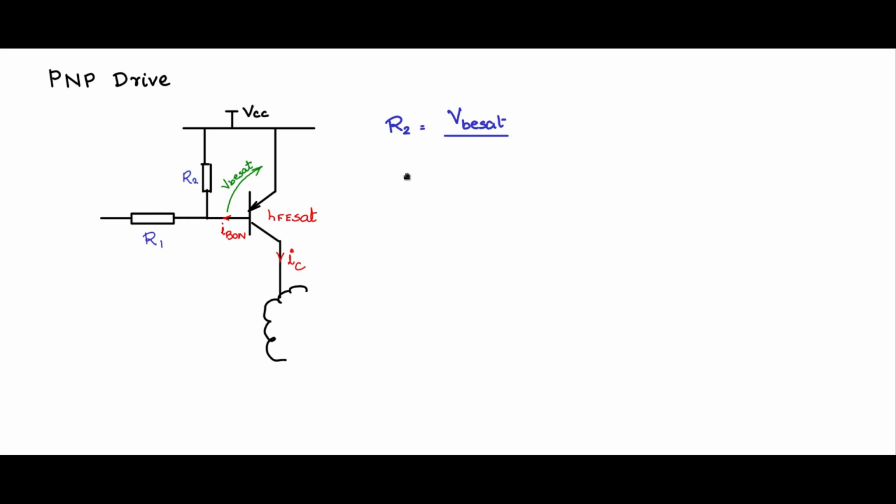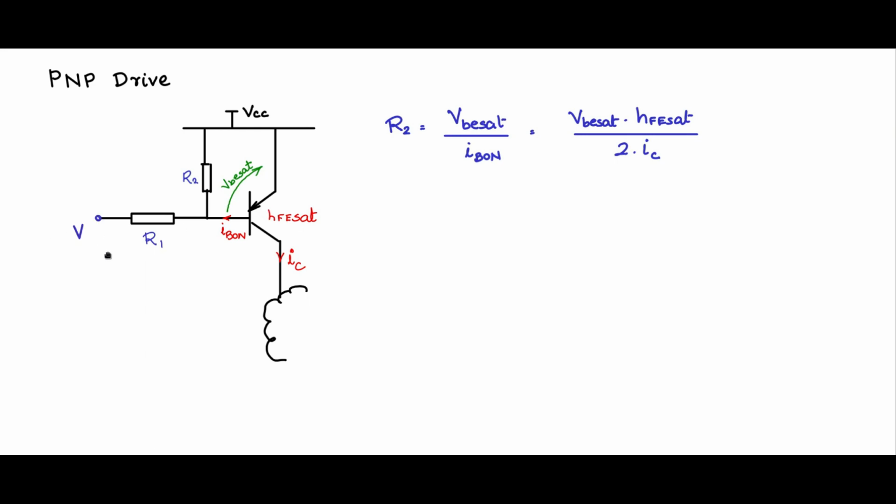Now let us calculate R2. R2 equals VCC minus this potential, which is nothing but VBE SAT. So the VBE SAT divided by IB on will be VBE SAT into HFE SAT divided by 2 times IC. Same as in the case of an NPN drive circuit.